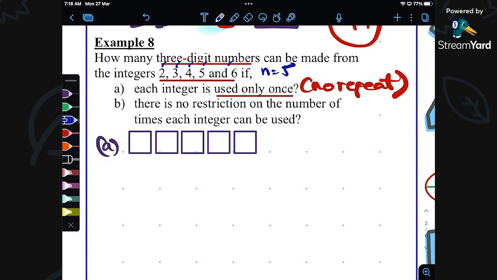How many? Oh, hang on guys. This is not 5 boxes. You must eliminate 2 of them. Sebab memanglah dia kata dia nak 5 nombor ini. Dia nak pakai 5 nombor ini.